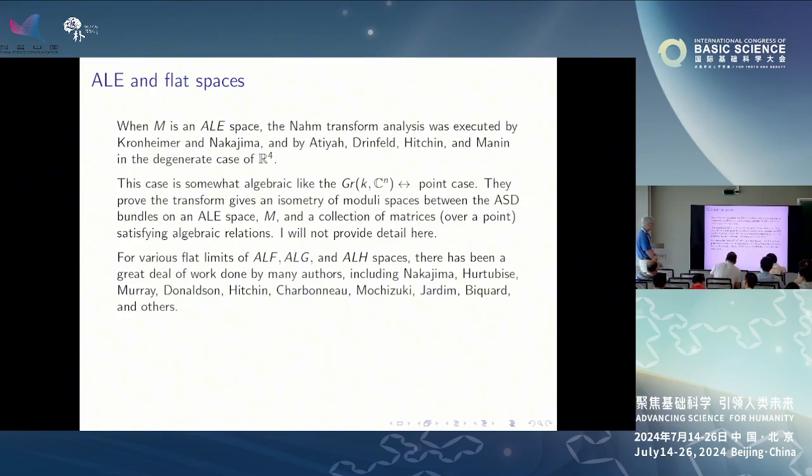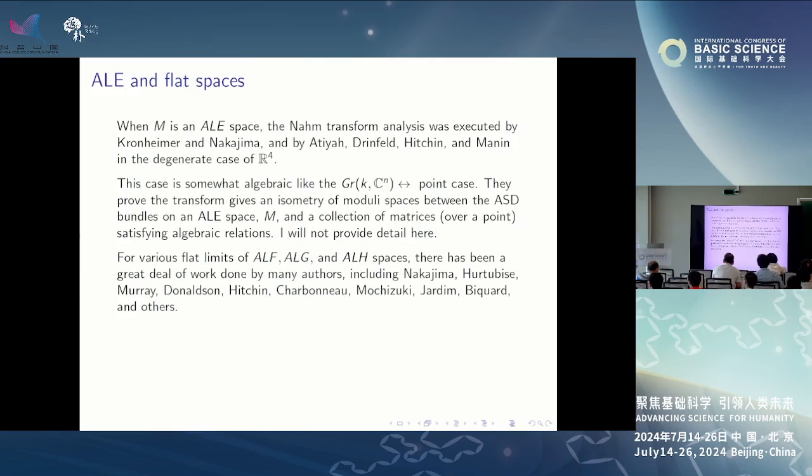So when you look at the degenerate case where you're just looking, instead of the general gravitational instantons, at quotients of R4, then there's been work done on the ALF, ALG, ALH spaces by a lot of authors. My work is most inspired by Nakajima's. Oh, I guess I left out Nahm. He's on every slide, but I forgot to put him in this list. But of course, Nahm. And then there's Hurtubise and Murray and Donaldson and Hitchin. In the ALH case, there's Charbonneau.